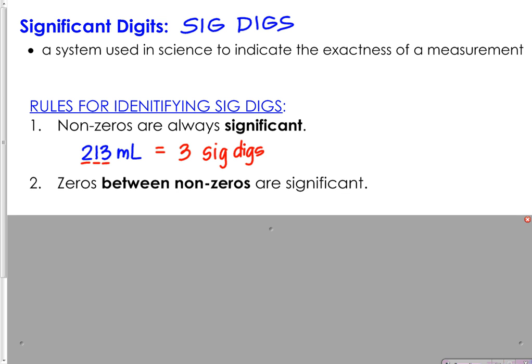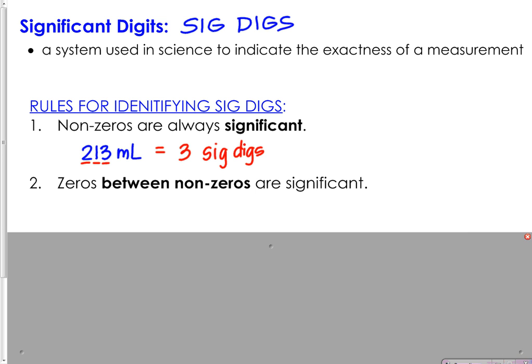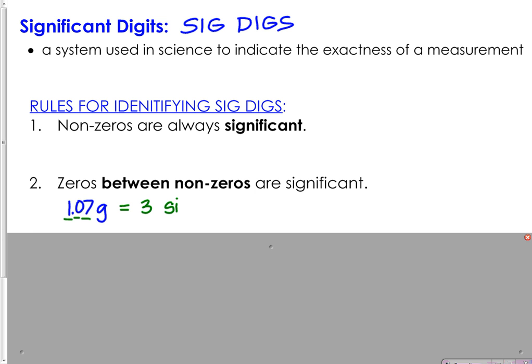Now, it's zeros that become a real pain. So let's start looking at when those become a problem. If you have a 0 and it's between non-zeros or other digits that are significant, that 0 then starts to count. Here's what I mean by that. Let's say we have the number 1.07 grams written down. Based on rule number 1, we know that the 1 and the 7 have to be significant because they're not zeros. Now, this 0 is trapped between the 1 and the 7, so it must count because it's between. So this number would have 3 significant digits.